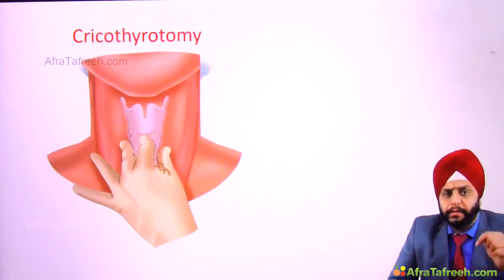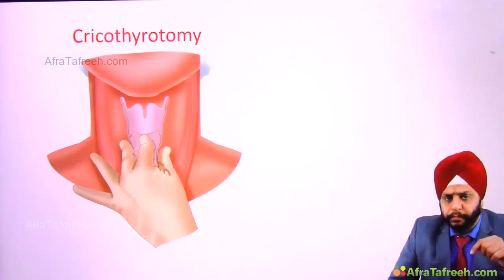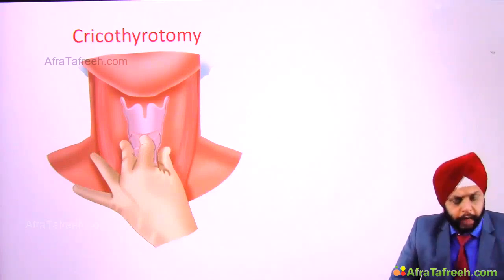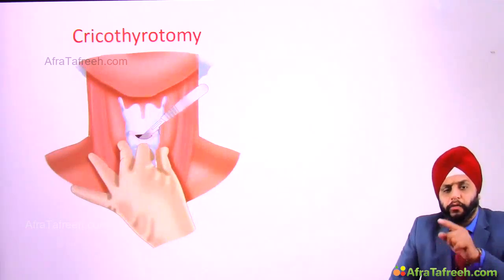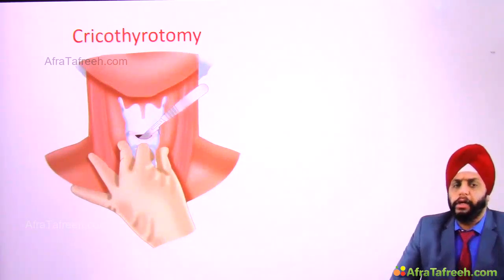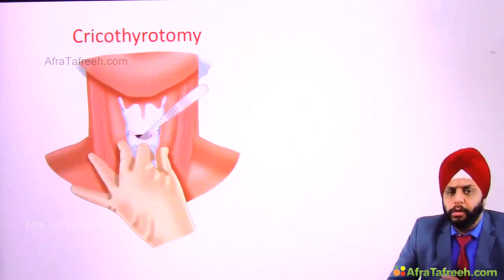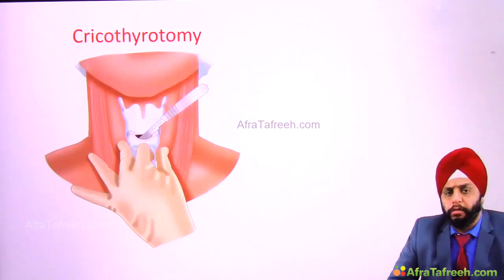So that dip is the cricothyroid membrane, right? All right. So what we have to do, we have to give an incision over here. So you give an incision, you directly enter into the airway. This is known as cricothyrotomy, when you give incision at the cricothyroid membrane.